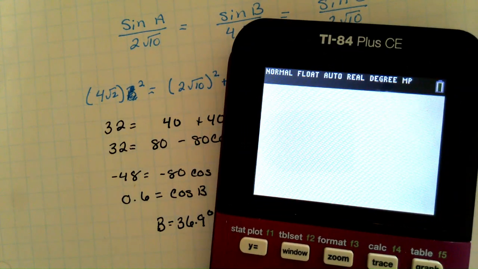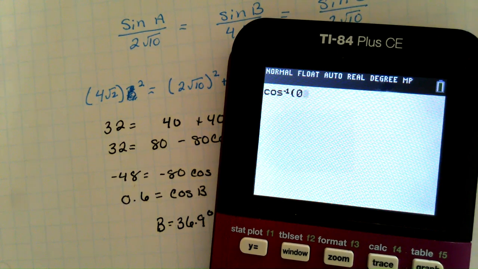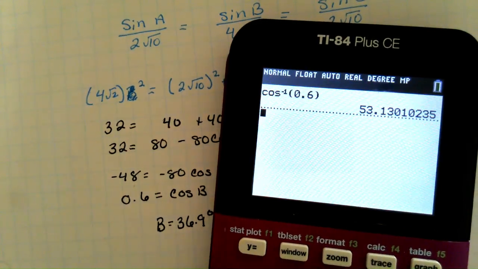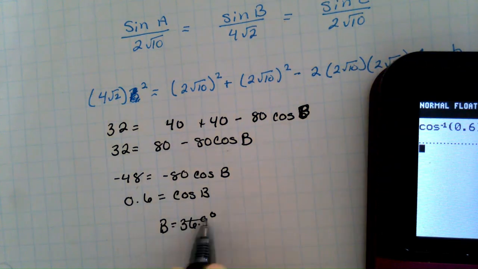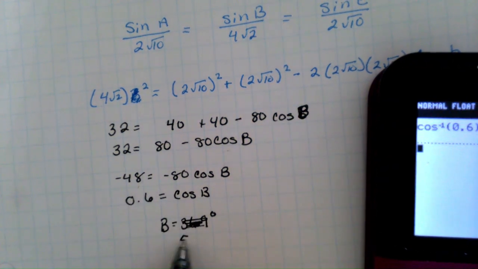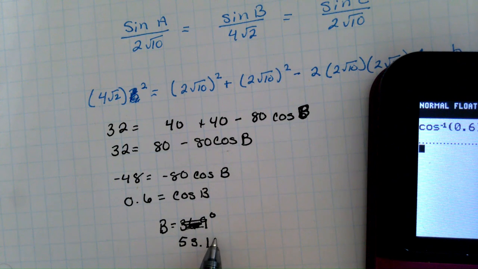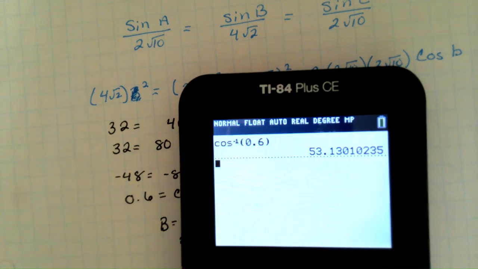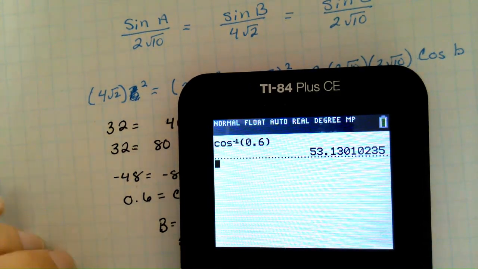Any of you who said I couldn't type in a calculator today, you were right. I accidentally typed 0.8. I should have had 0.6. My angle is 53.1. So again, make sure that you're typing correctly in your calculator. I had to go back and double check, and I did have that typo.